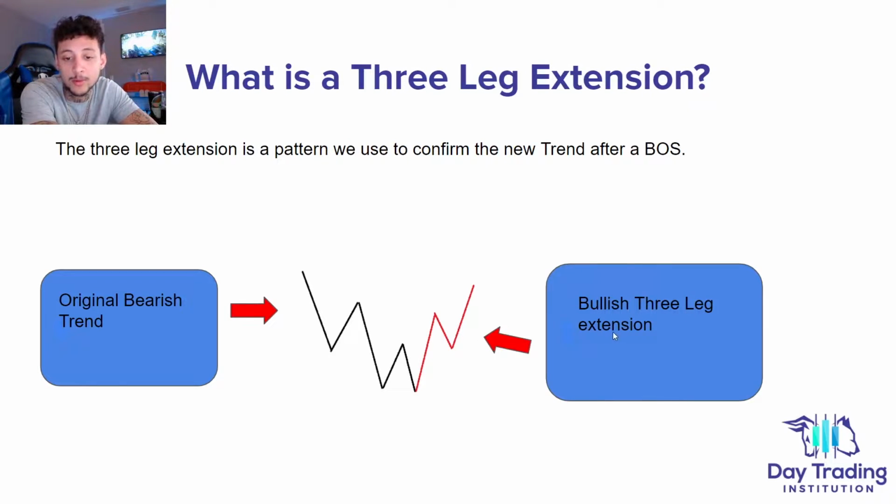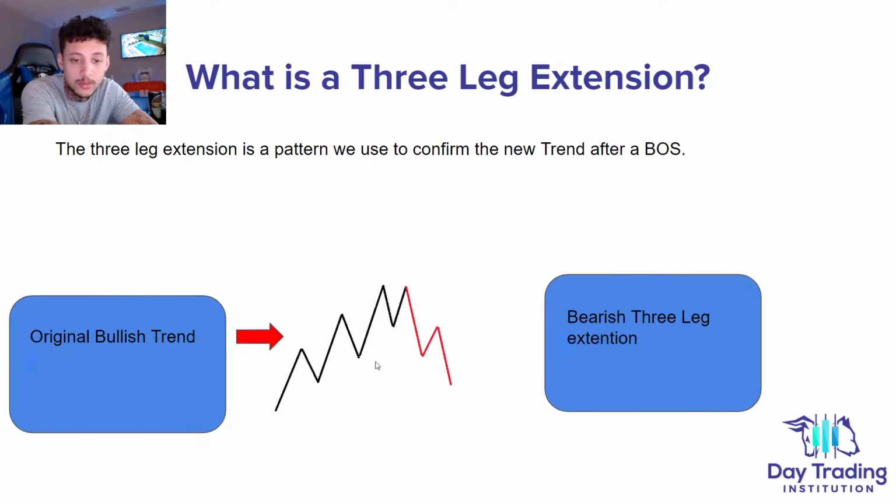So here is a bullish three-leg extension. What is in red is going to be the bullish three-leg extension, and what is in black is going to be the bearish trend that broke. Now, let's take a look at the three-leg extension for a bearish condition, right? So this is going to be the three-leg extension for the break of a bullish trend.